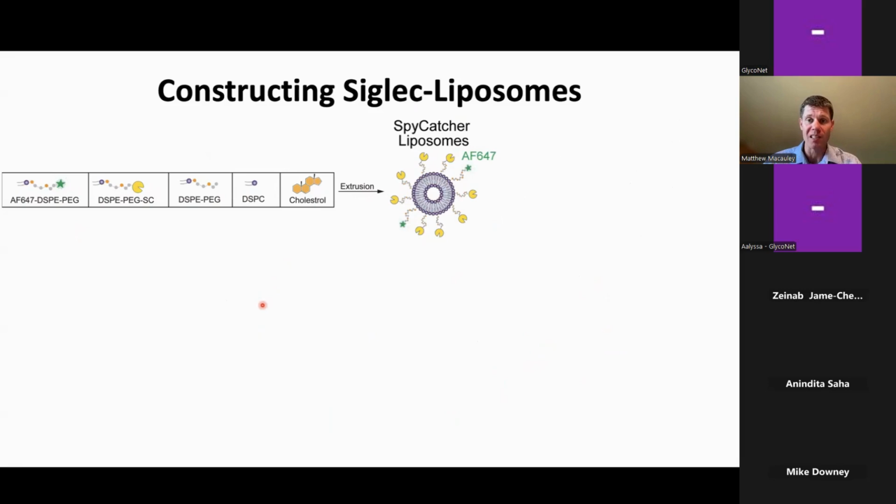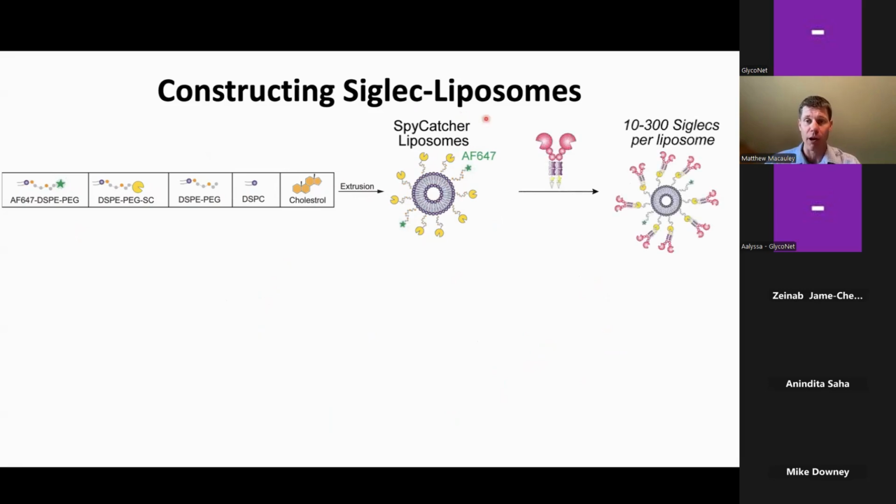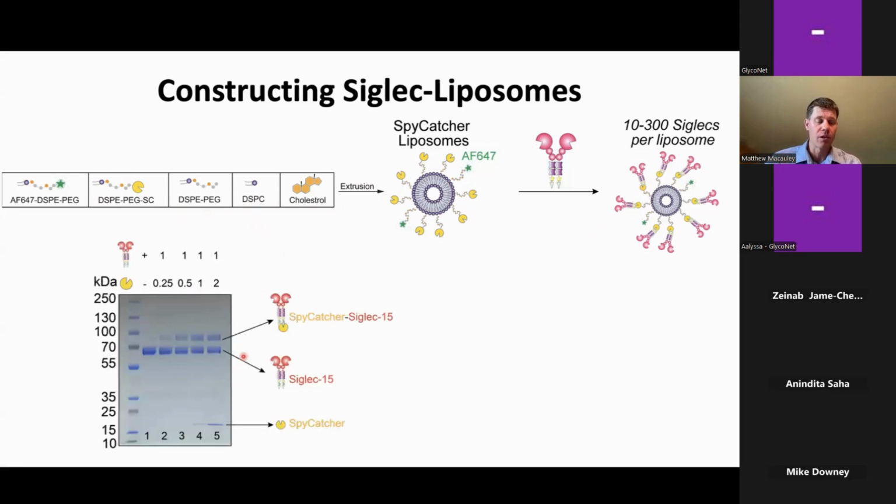So this can then just be simply combined with our second generation Siglec SpyTag construct, and these spontaneously form covalent interactions. And this, like I said, can be tuned by tuning the amount of the SpyCatcher that you add to this formulation. So here's an SDS-PAGE gel demonstrating that a covalent bond has been formed between the Siglec Fc and the SpyCatcher. So here's the covalent adduct here.